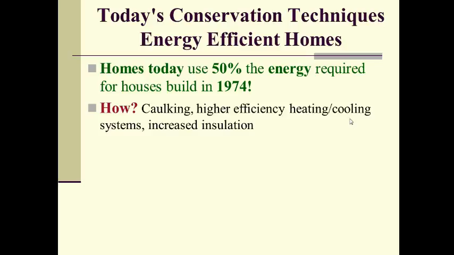Other things you can do. You can improve the energy efficiency of your home. Today's homes use 50% of the energy required for houses built in 1974. So what's different? We've caulked. We've used higher efficiency heating and cooling systems. We've increased insulation. Basically, anywhere there was a draft, we've tried to get rid of the draft.